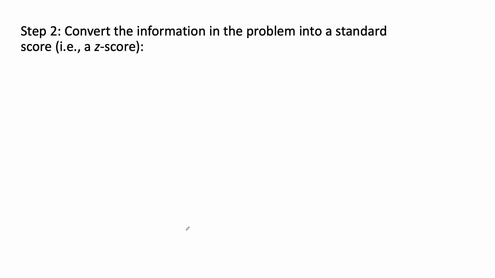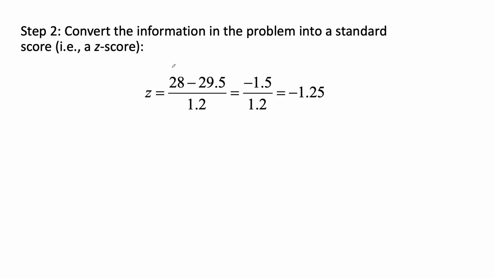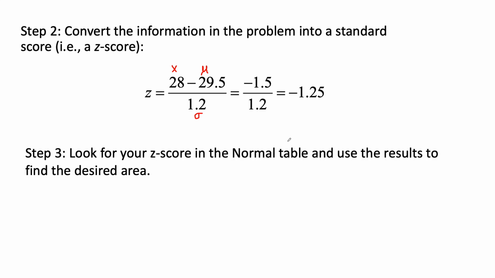Step 2 is to convert the information in the problem into a standard score, a z-score. So I'm just going to plug into my z-score formula. Here's my x minus the mean all over the standard deviation, and I'm just going to plug that into my calculator. That gives me a z-score of negative 1.25. My third step is to look for that z-score in the normal table and then use that to find my desired area. In this case, I'm going to look for negative 1.25 on my standard normal table.